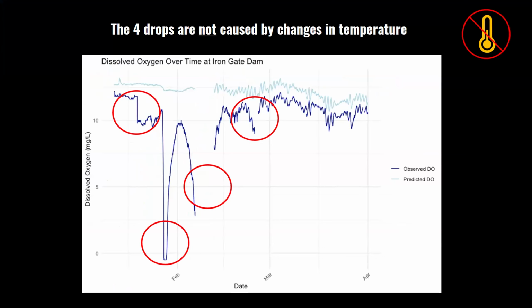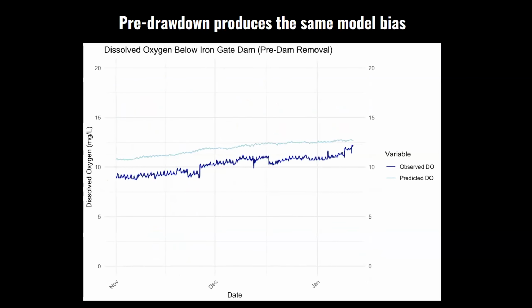There is a gap, so obviously there are more inputs to oxygen than temperature and atmospheric pressure. But we do see a gap in these data lines, but we don't see any of those DO drops modeled in those predicted data, which allows us to parse out or separate temperature as a driver. And I also wanted to make sure that that gap was not because of drawdown, but instead just the inability of that model to correctly estimate oxygen. So I did apply it to the months leading up to drawdown too. So all that to say, those 4 drops are not driven by temperature.